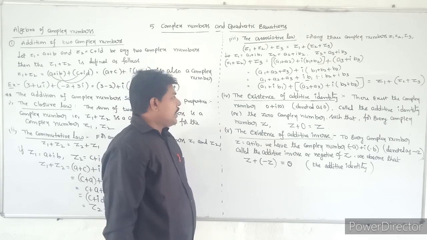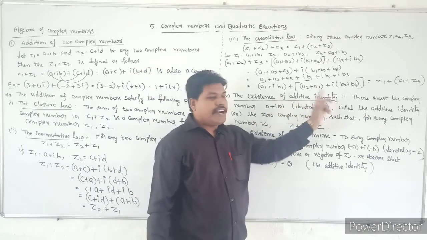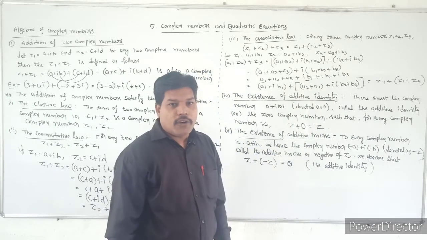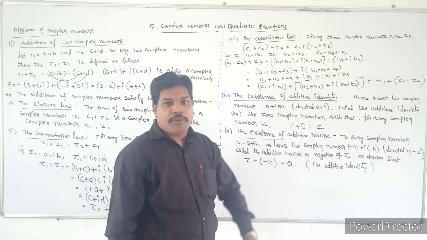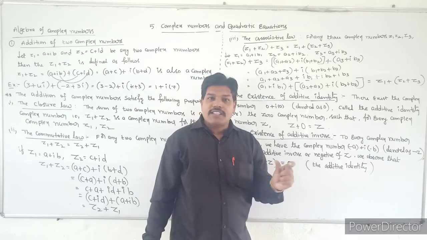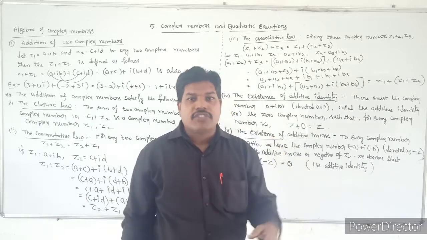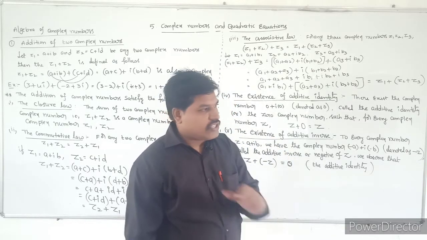So see, next, the fourth one is the existence of additive identity. Identity means it is ideal. So that means if you add some number, you will get the same number. The number you added is called the identity. Do you understand that?